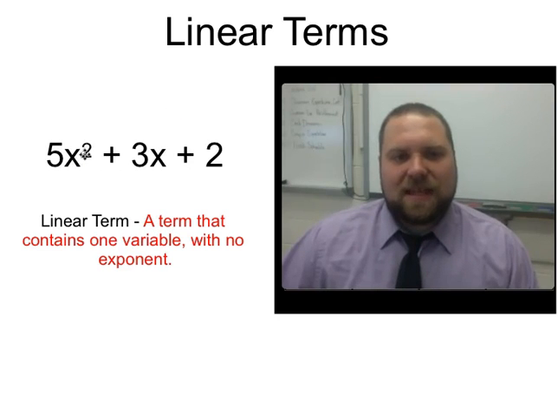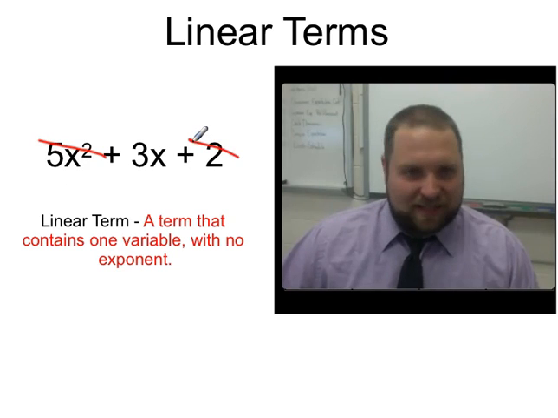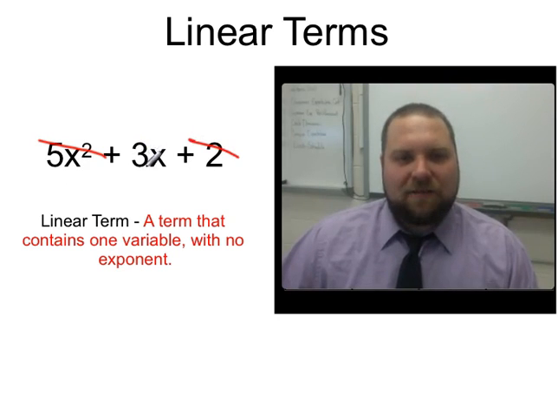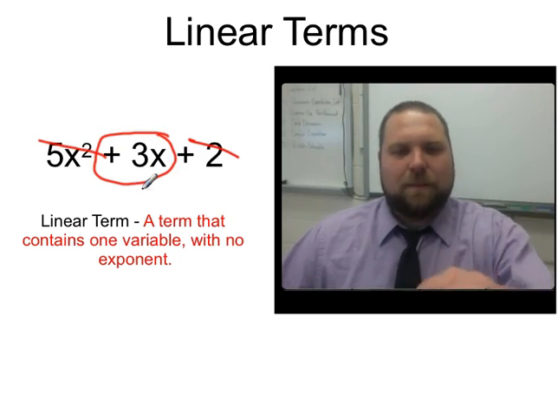So if we look at this, we have three terms in this expression. This term has a variable, so it's not a linear term. This term doesn't even have a variable, not a linear term. This one, however, has one variable, and that variable has no exponent. So we would say that this term right here is in fact a linear term.